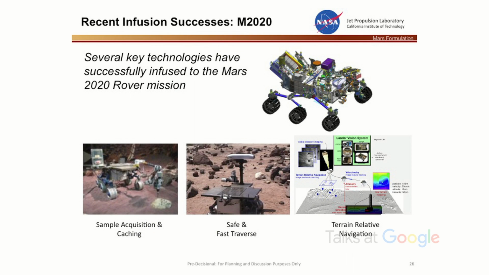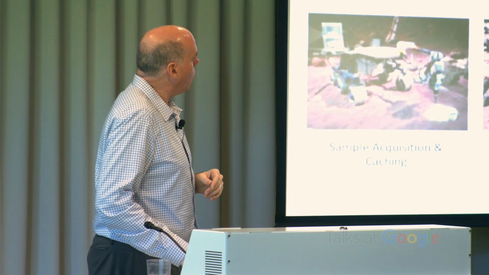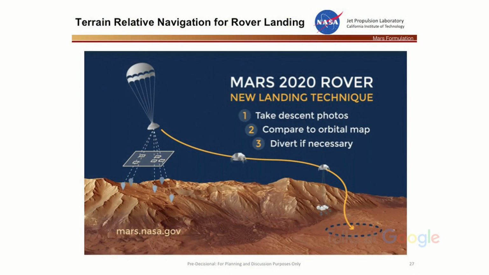And then, as I mentioned before, we have these key technologies that we infuse into the mission. So we have this model for technology development. It's really common across NASA: technology development, then infusion into a target mission application. As I said before, we're trying to narrow that landing error ellipse, and the way that we do it for 2020 that's different from MSL is we have this thing called terrain relative navigation.